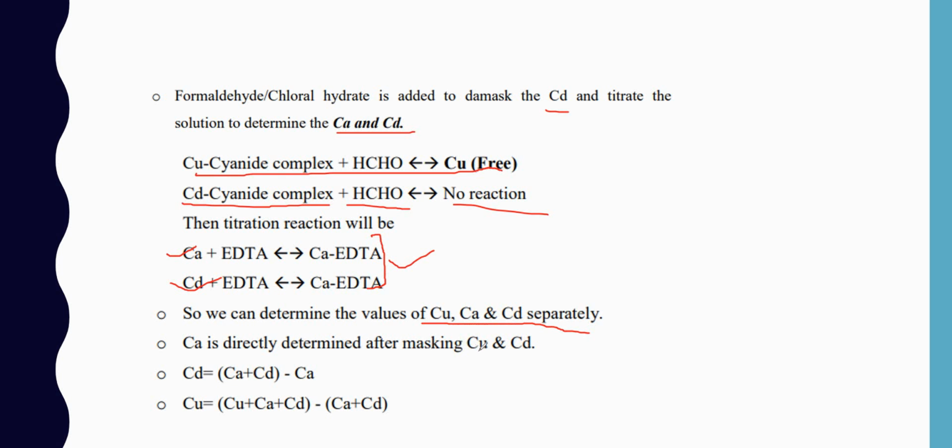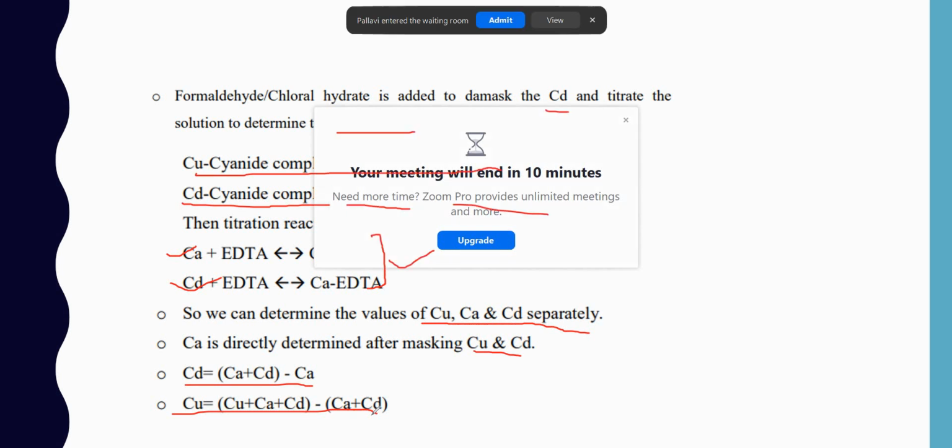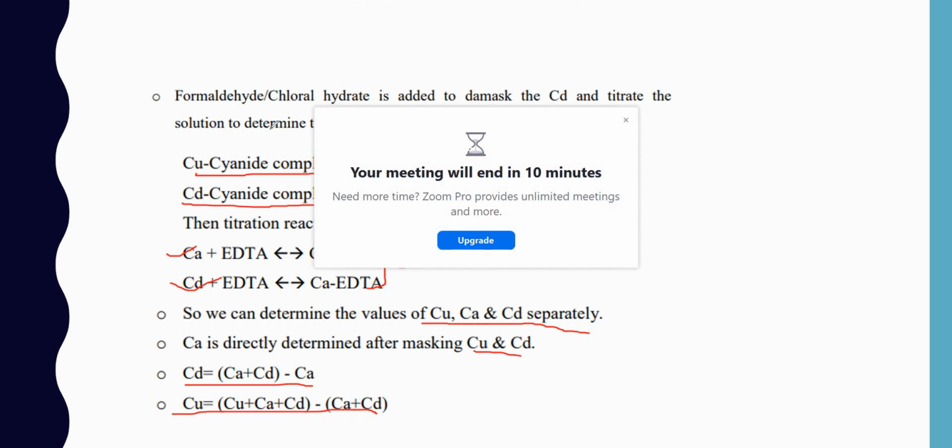Ca is directly determined by masking Cu and Cd. So we can subtract these values, and for Cu we can find it with the help of this equation. So basically, I have three metal ions A, B and C. First I will determine all three and find out the total value of all three. Now in another setup, I will mask two ions, for example B and C, and I will determine only one ion, that is metal ion A.